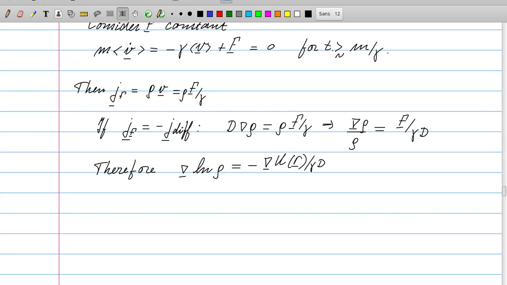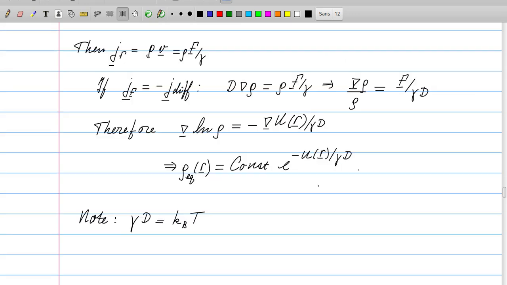Now it's useful to write this force as the gradient of a potential. So here we see the gradient of the potential divided by gamma D, and we can rewrite the left hand side as the gradient of the logarithm of rho, and that enables us to write up the solution right away. The solution is given directly as a constant times e to the power minus U over gamma D, and that is the distribution that we find in equilibrium. But on the other hand, we know that in equilibrium this should be the Boltzmann distribution, so it should be a constant times e to the power minus U over kT.